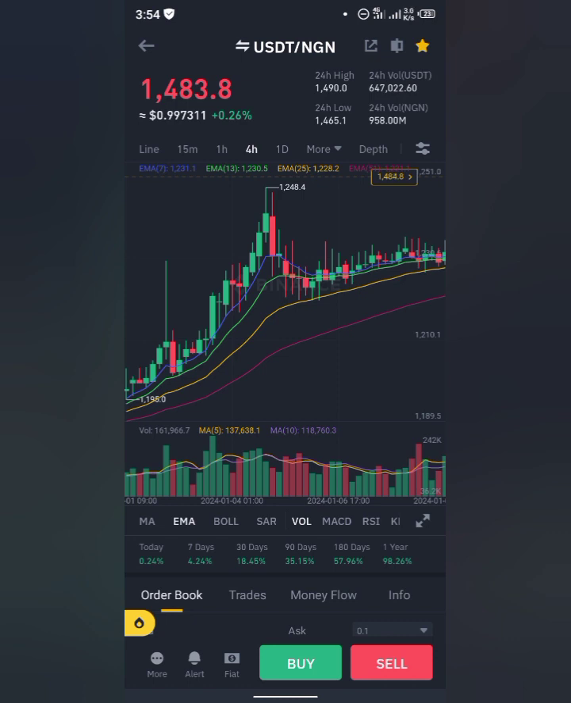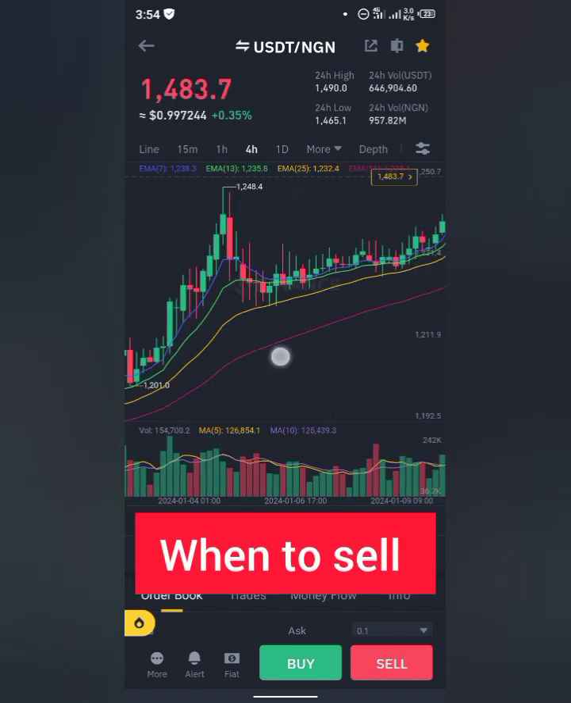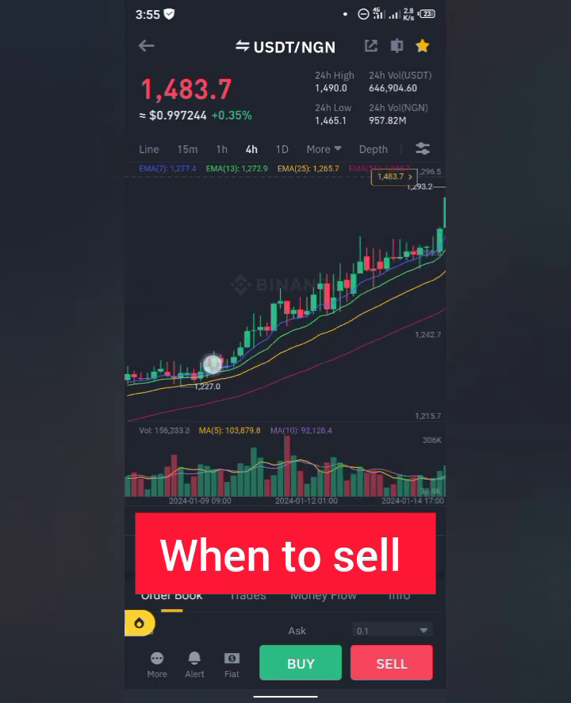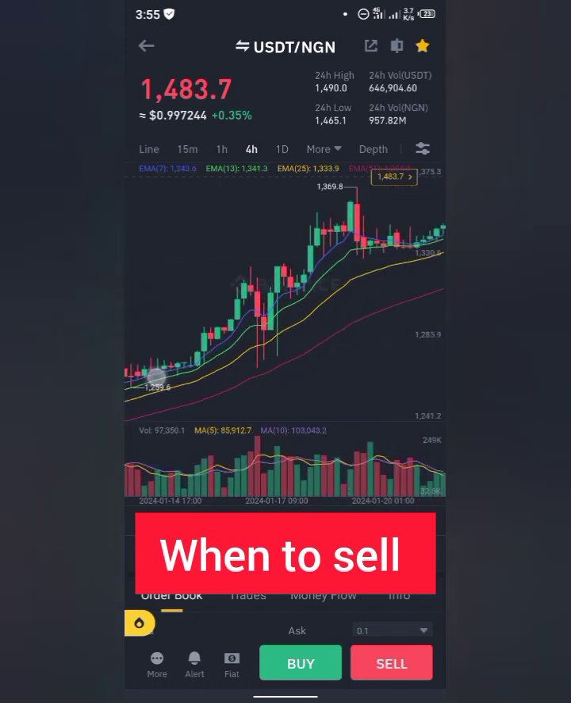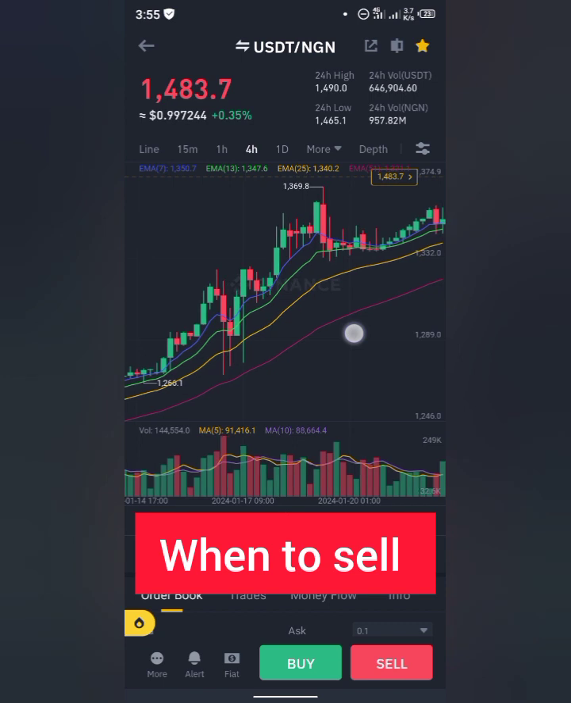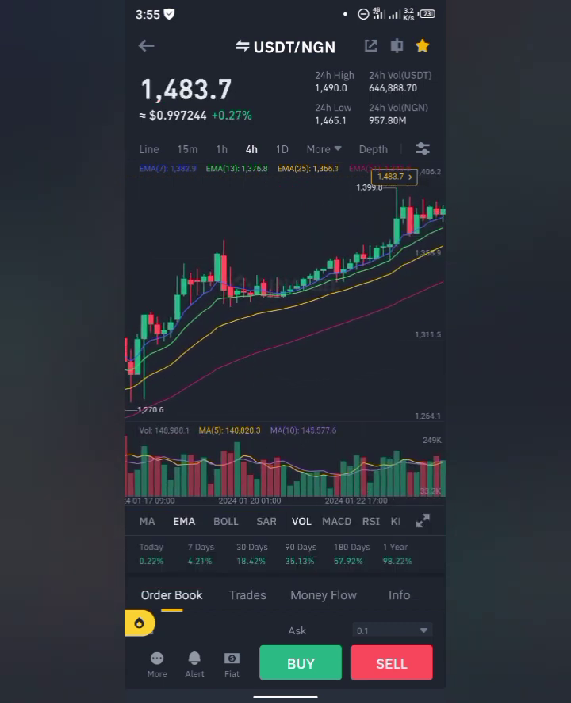Once you see that you've made some profit and then you want to sell, now the period when you will sell, you're going to look at the market. Though this particular market had not really dropped, but whenever you want to sell, don't sell whenever it's still rising. Like, as far as the blue line is above other color, don't sell, guys.